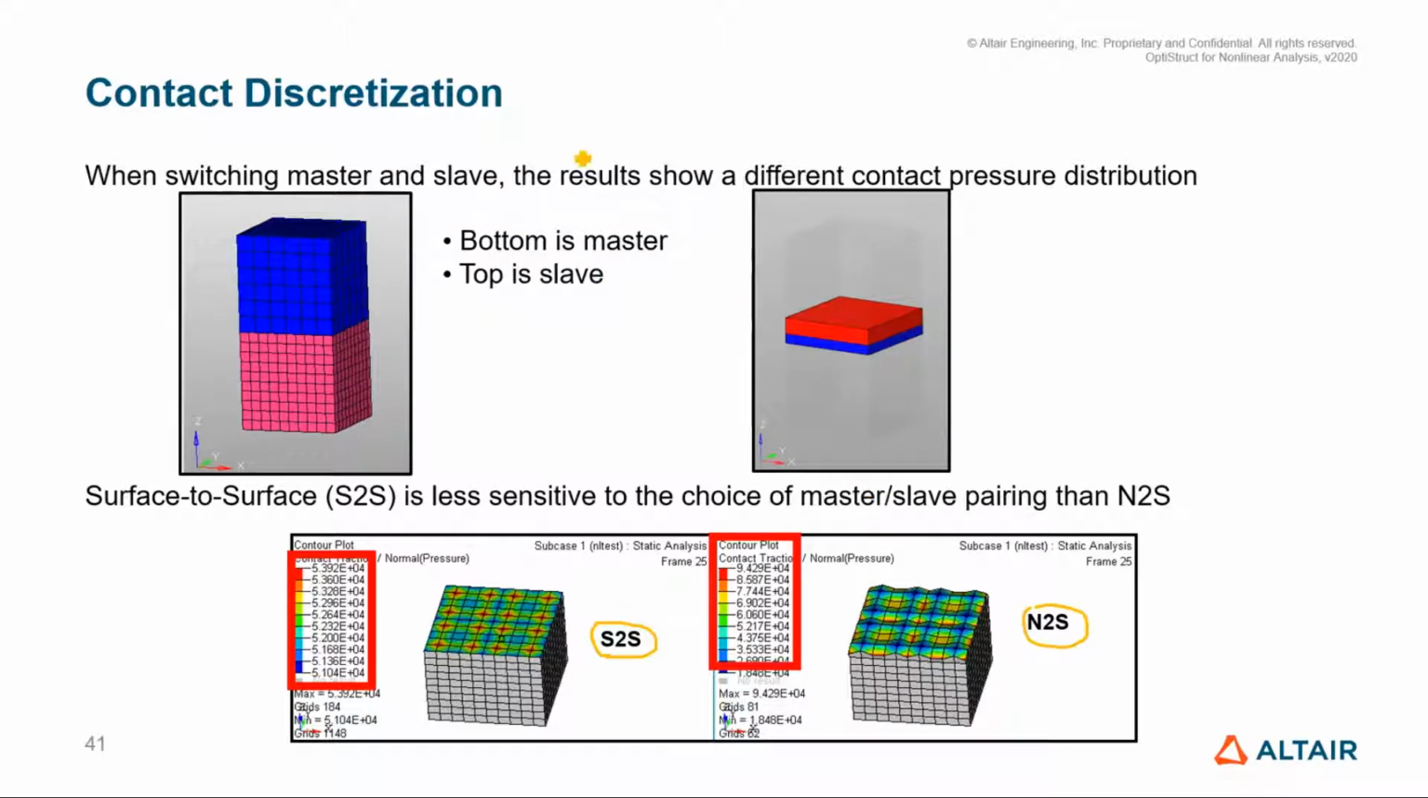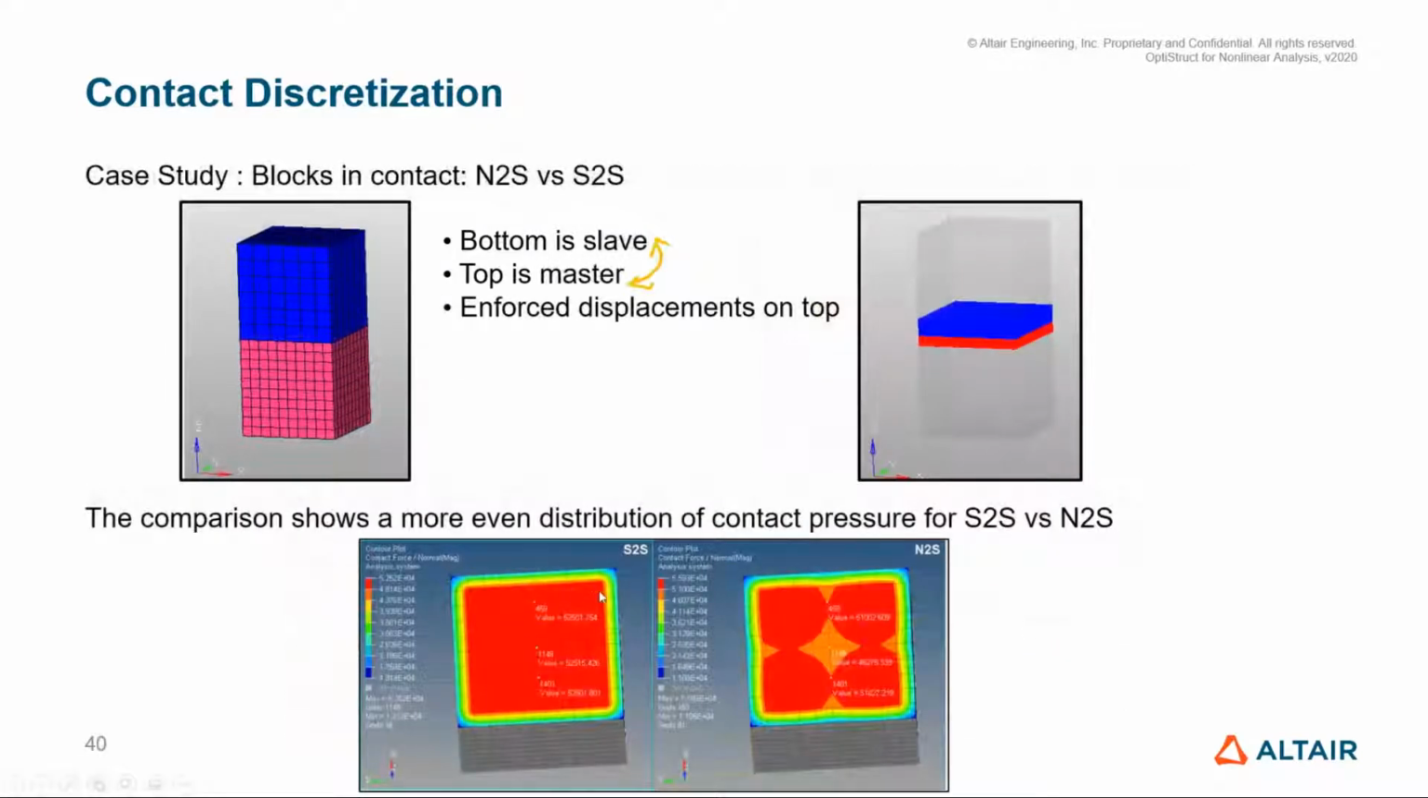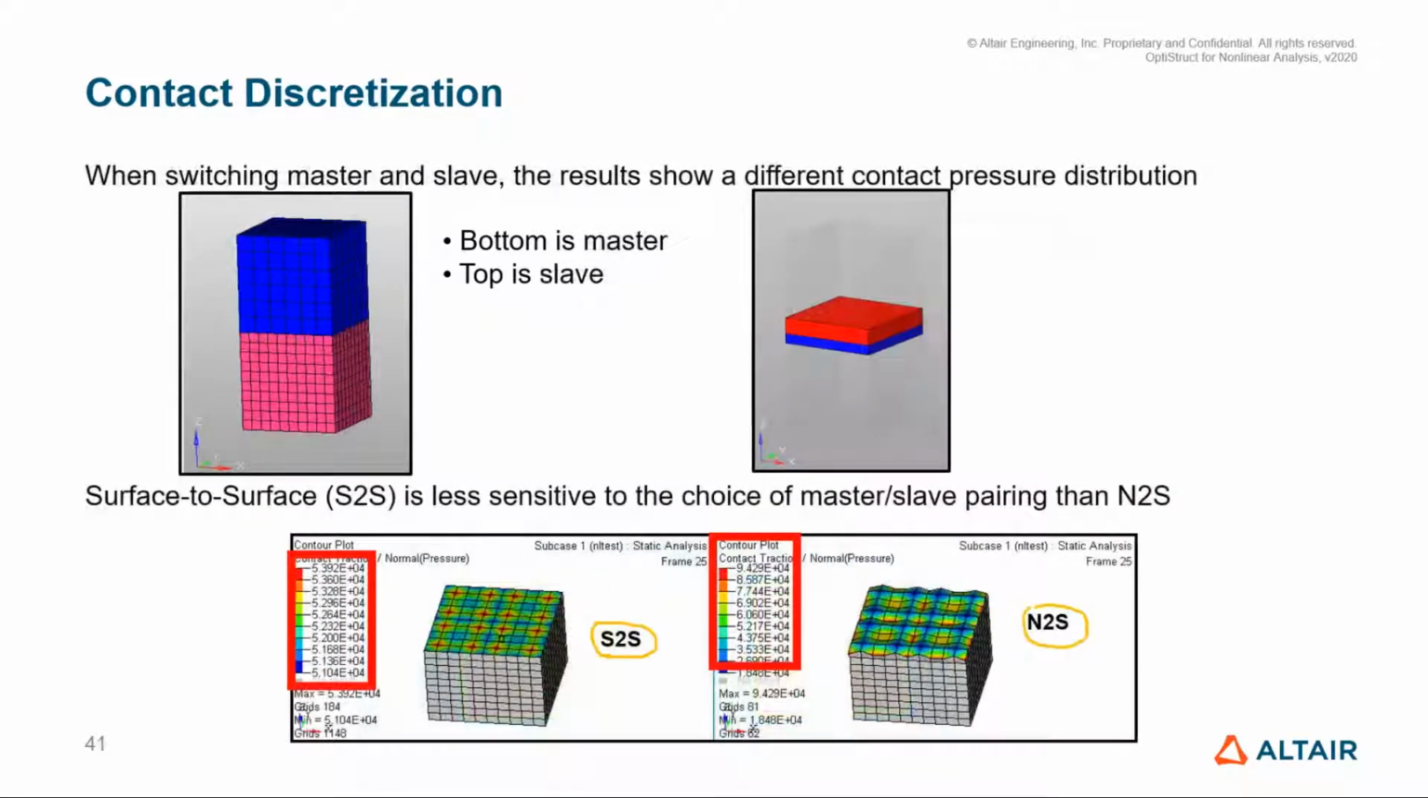So no matter what the condition is, whether your master and slave are defined correctly or not, you still get a smoother contour with surface to surface. That's why I always recommend surface to surface. Okay.